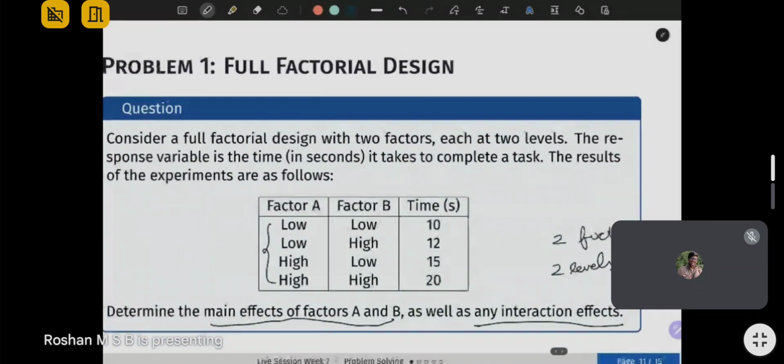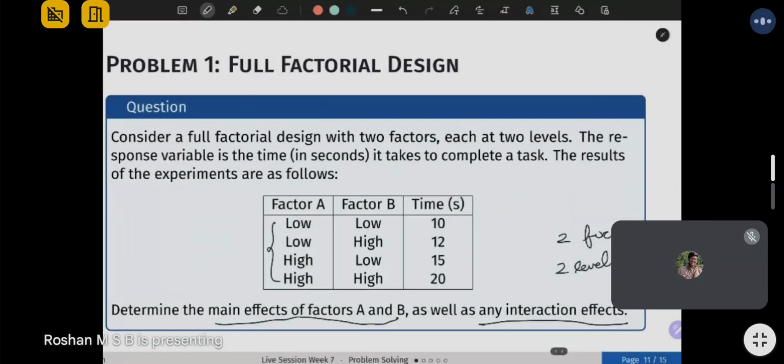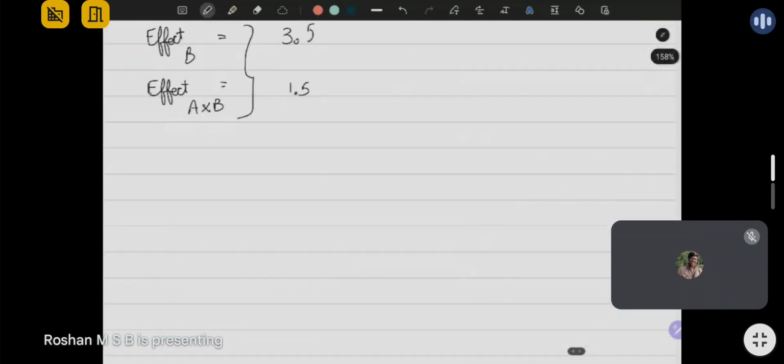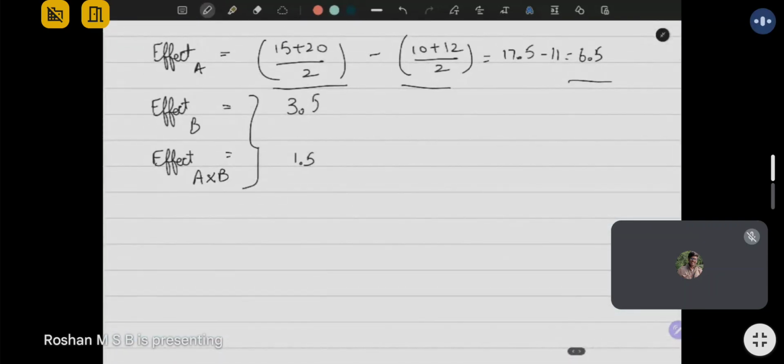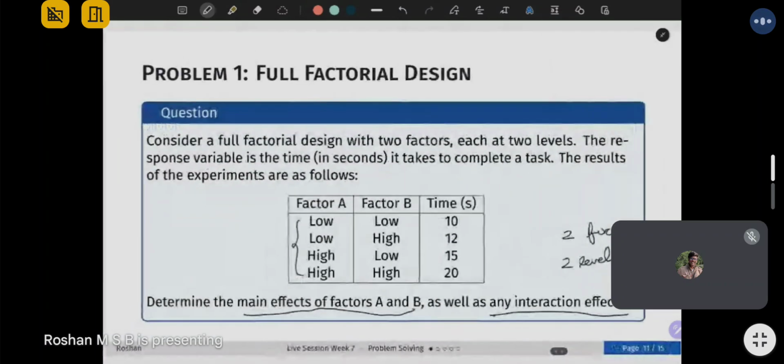Like inversely proportional in a way. I didn't get you. If you do low minus high, it turns out to be negative, right? It will be minus 6.5. Correct. That means if you lower, yeah, it's an inverse effect.